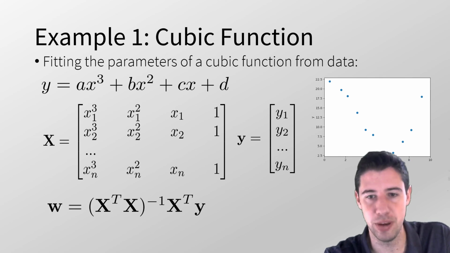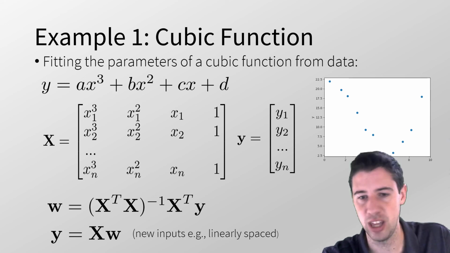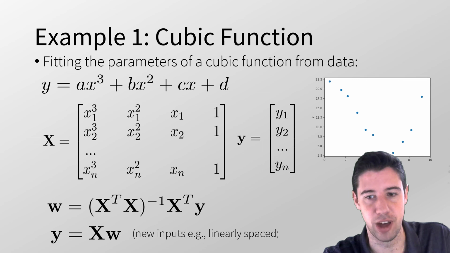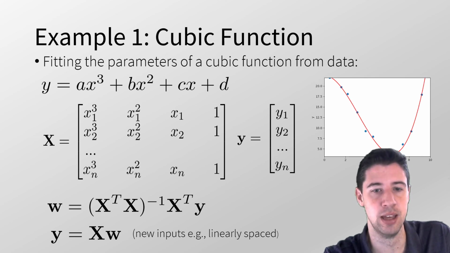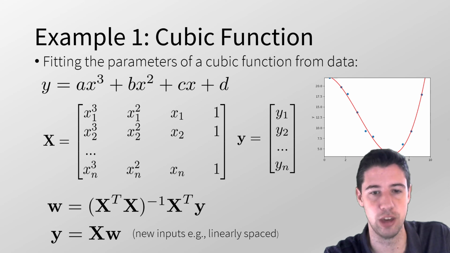Again, we plug our output and input into the least squares solution, from which we get a weight vector with our four model parameters. Finally, we can again create some new inputs to plot our least squares solution. Plotting this result on top of the original data, we can see our least squares fit for the cubic function.